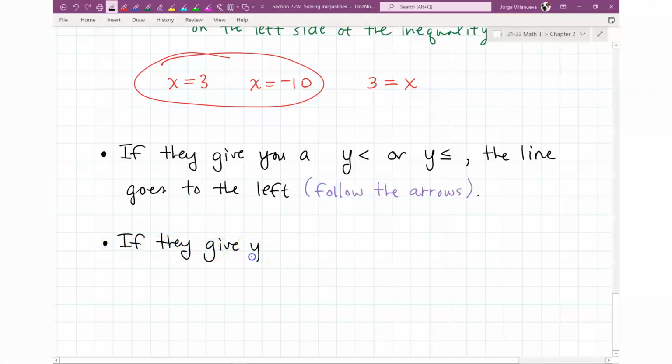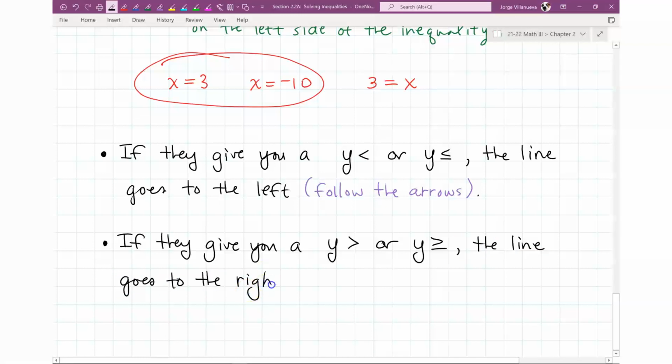And last little piece of information here. If they give you a y is greater than or y is greater than or equal to, so notice how this time the inequalities are pointing to the right side, right? They're pointing to the right side here. So the line goes to the right. These problems are pretty easy, guys, but there's a lot of little things that you have to say, okay, which way is it pointing? What am I solving for? But once you got it, it's not that hard. And we're going to put right here, follow the arrows.